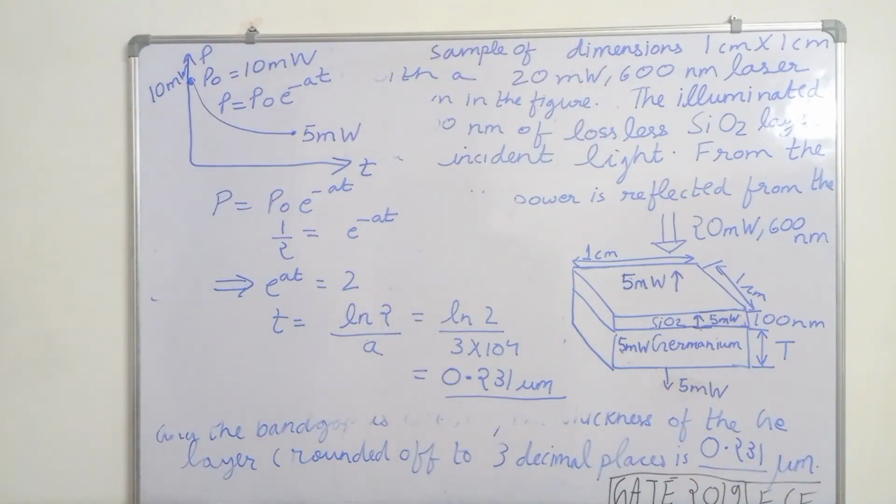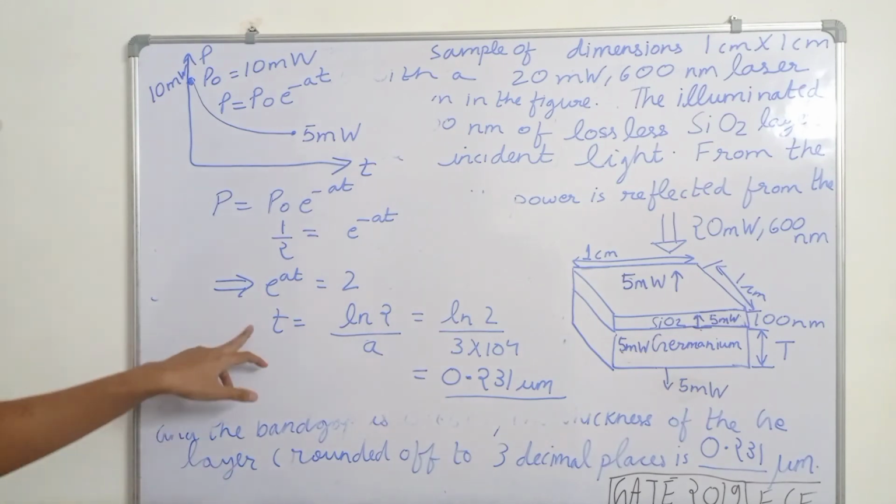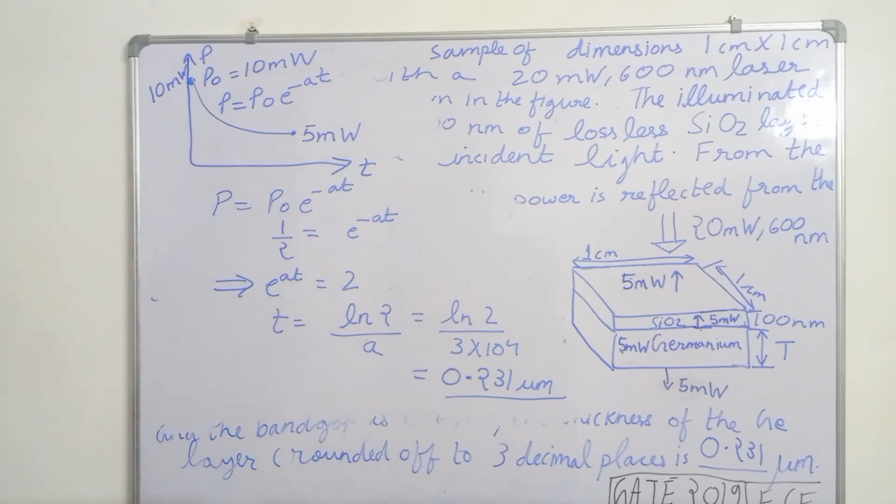Okay. So this is how we can calculate the thickness of the germanium layer. This t is nothing but the thickness of this germanium layer, and this alpha is the absorption coefficient. So this question was a directly formula based question. We just had to apply the values correctly.